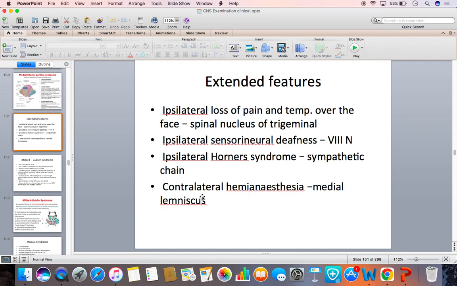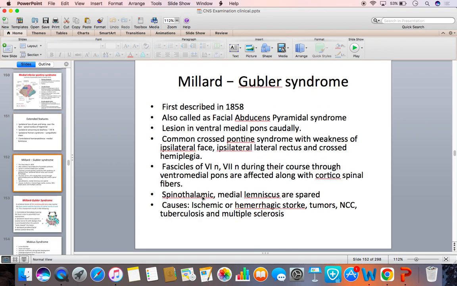Then there is ipsilateral sensorineural deafness because of the involvement of the vestibulocochlear nerve. Ipsilateral Horner syndrome because of the involvement of the sympathetic chain. The contralateral hemianesthesia because of the involvement of the medial lemniscus. These are the extended features.